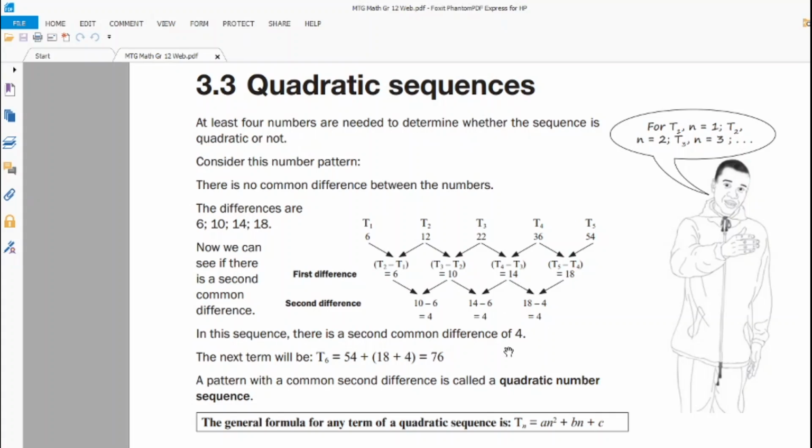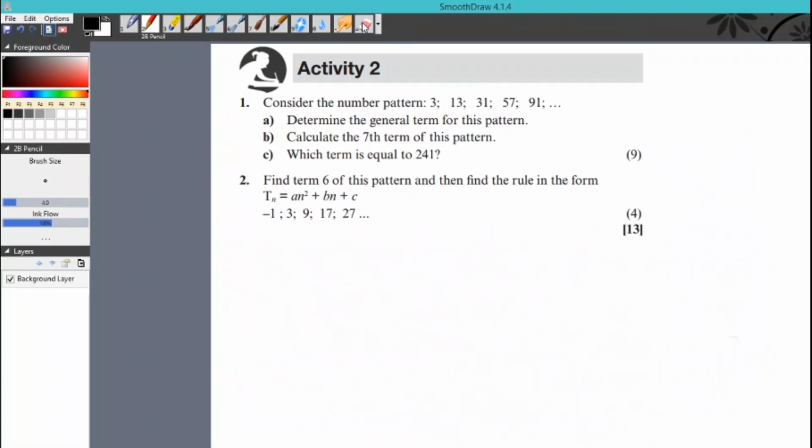So a quadratic sequence is one with a second difference, right? A pattern with a common second difference is called a quadratic number pattern, or number sequence. The general formula for any term of a quadratic sequence is Tn equals an squared plus bn plus c. Okay, I will come back to this sequence and try to discuss it in detail.